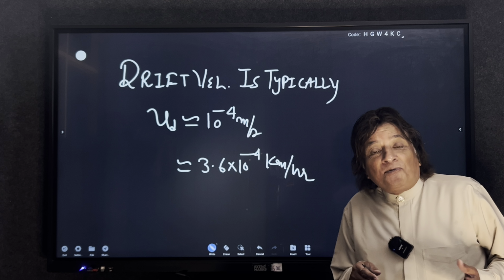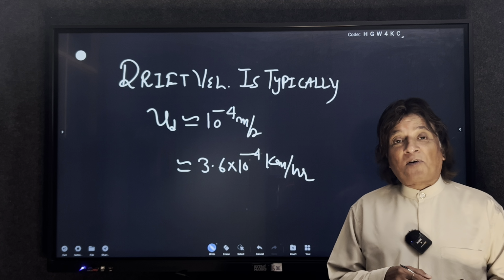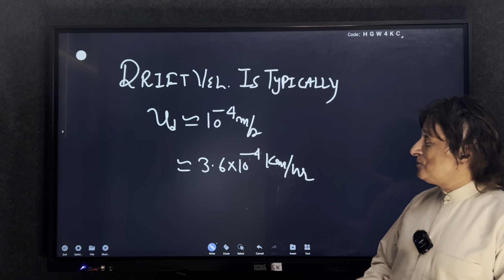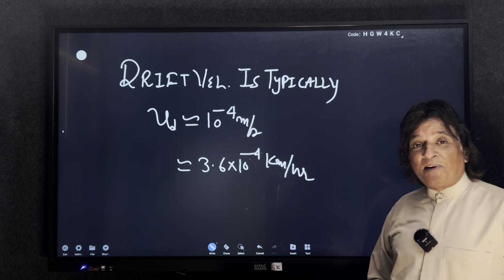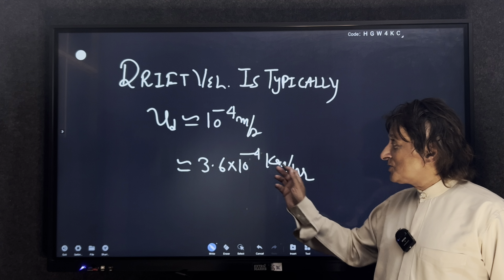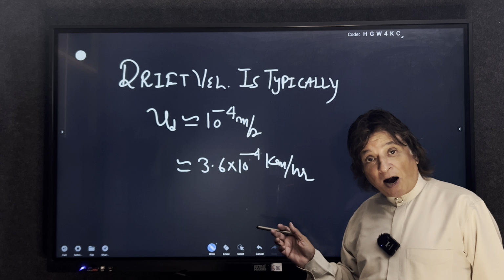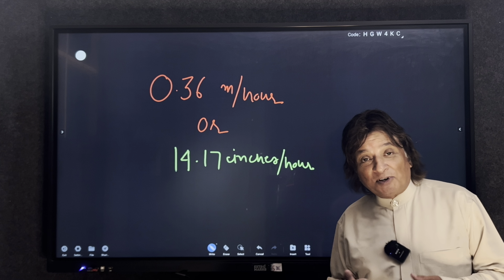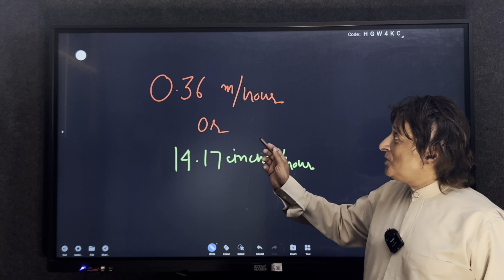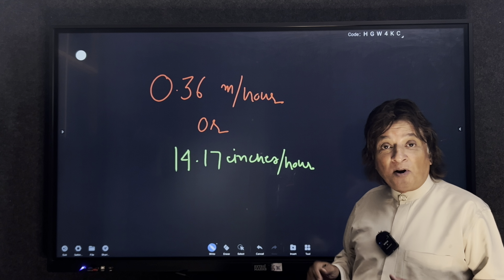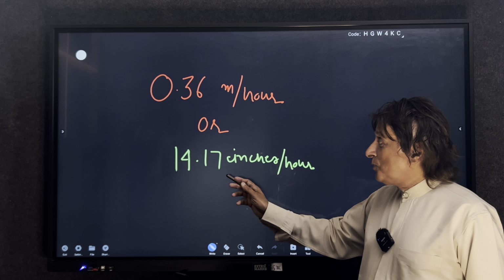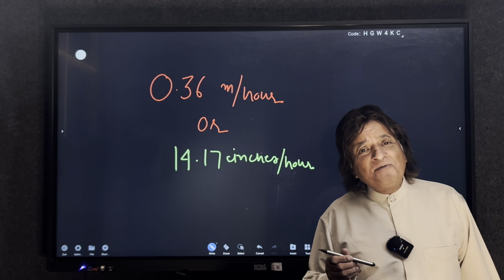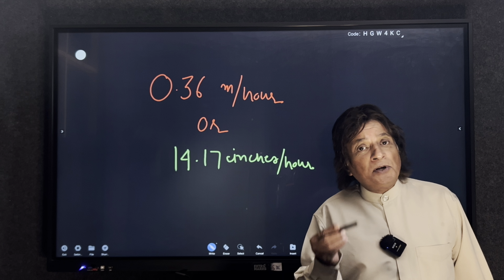But if you talk about the drift velocity of the electrons inside a conductor, that is 10 to the minus 4 meter per second, roughly 3.6 times 10 to the minus 4 kilometer per hour. Just see, if you convert it into meter per hour, 0.36 meter per hour it will travel, or in inches 14.17 inches per hour, meaning roughly 1 foot plus 2 inches in an hour.